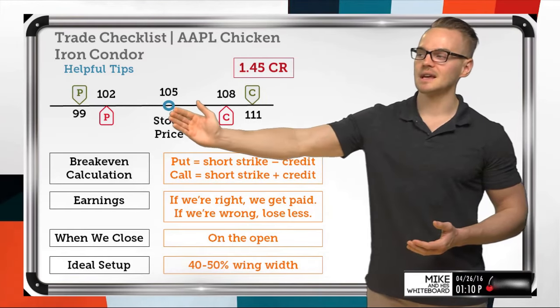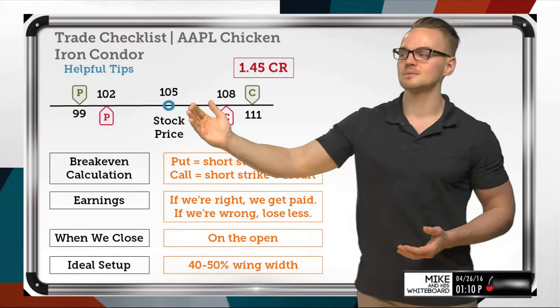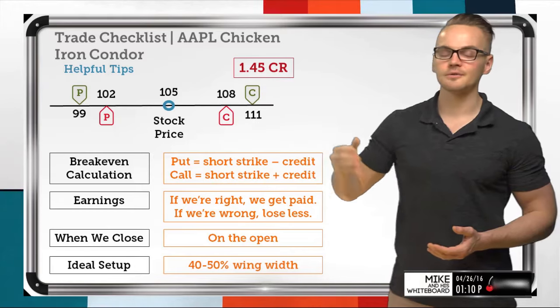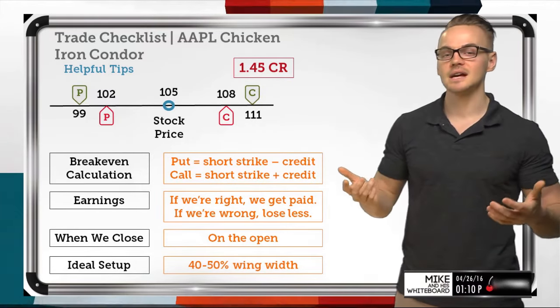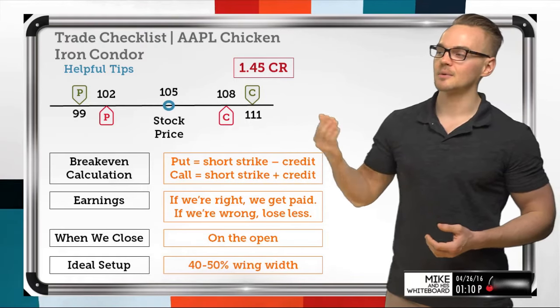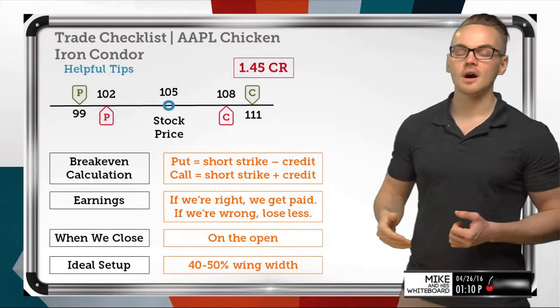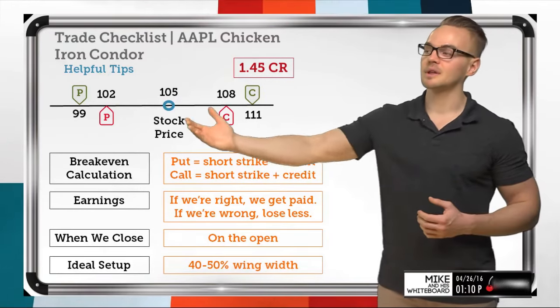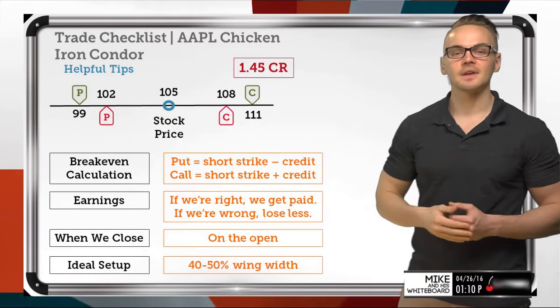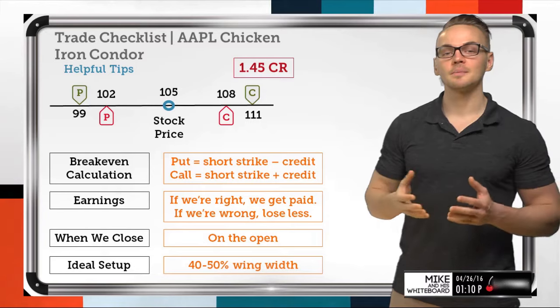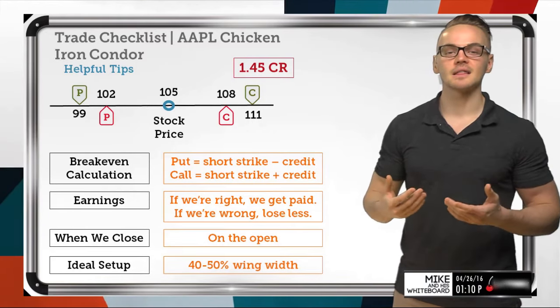If the stock price stays in between this range, or if it doesn't move at all, of course, a $1.45 credit is going to yield a higher profit than if we were to collect $1 by using strikes that were further away. But if we're wrong and the stock price does end up blowing through our call side or blowing through our put side on the downside, since I collected more up front, that helps me offset the loss.